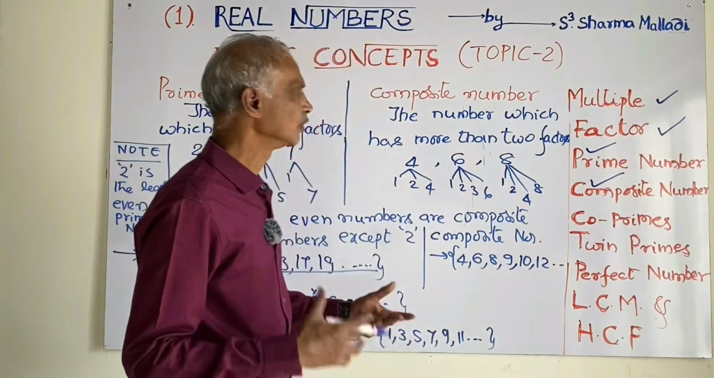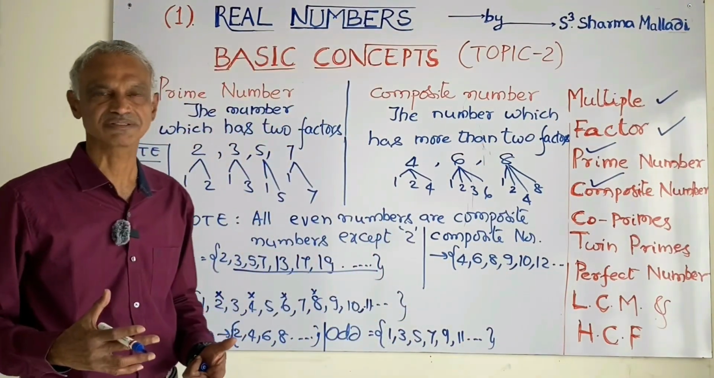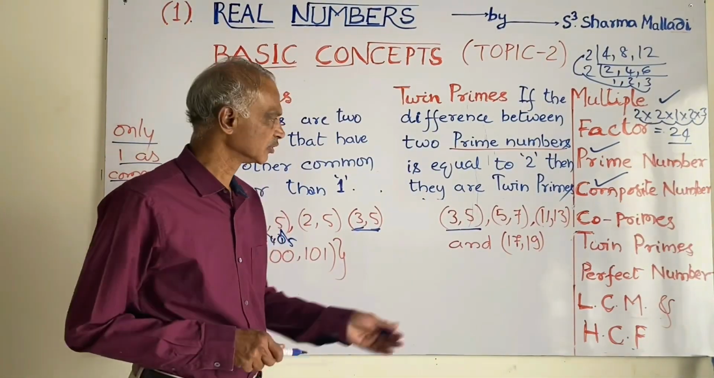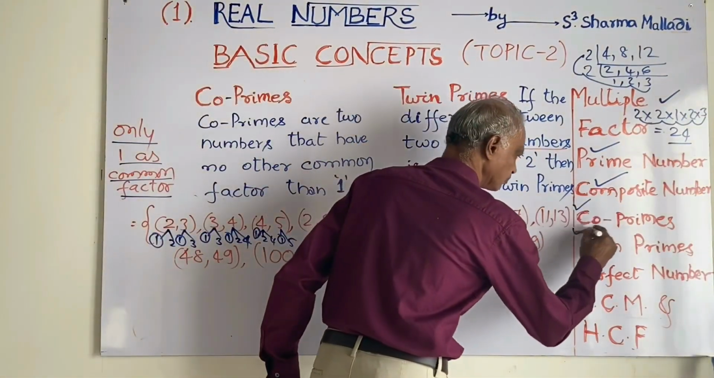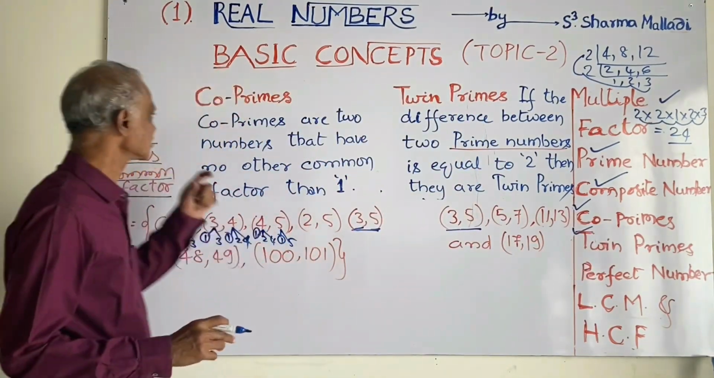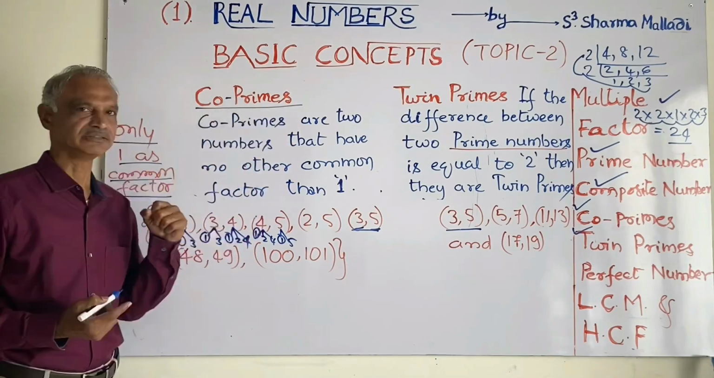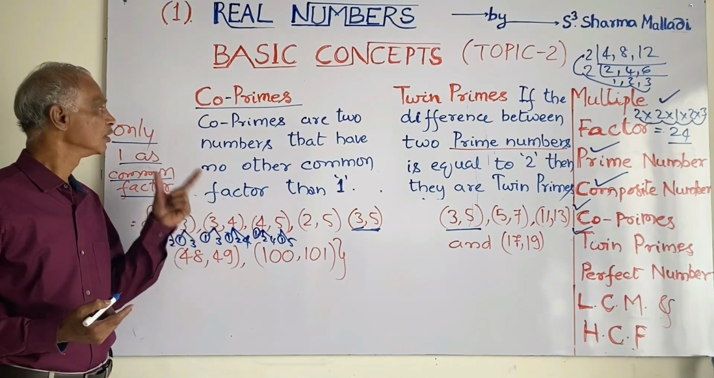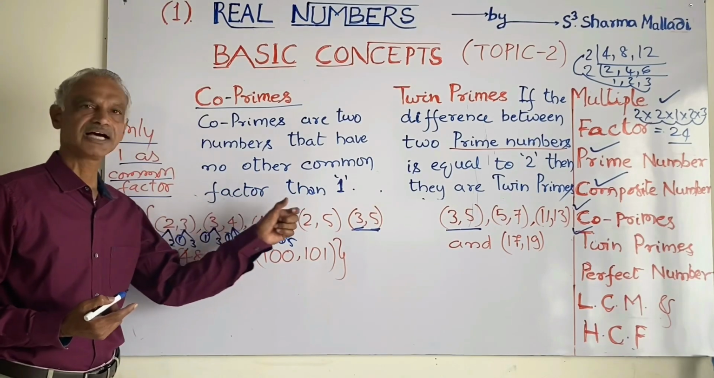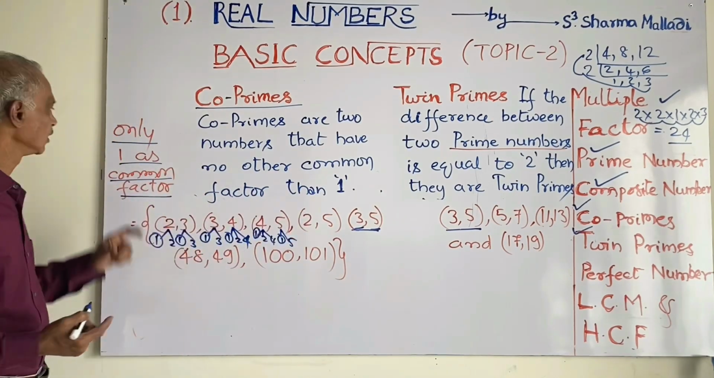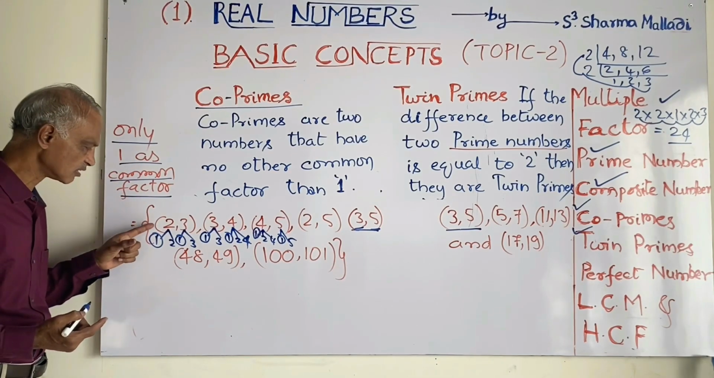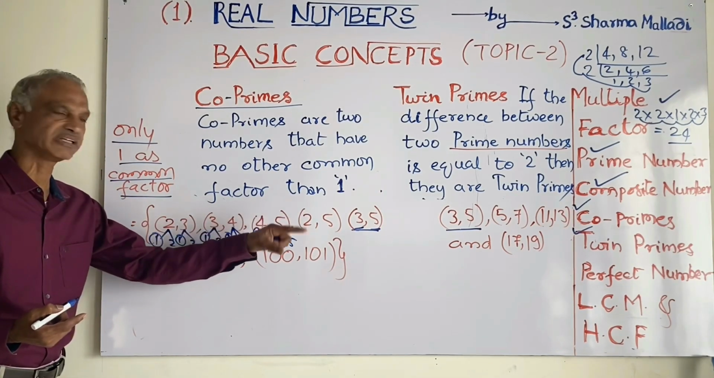Next, we will go to co-primes and twin primes. Now, co-primes and twin primes. You should know the difference between co-primes and twin primes. First, definition. Co-primes. What is the definition of co-primes? Co-primes are 2 numbers that have no other common factor than 1, because they should have only 1 as the common factor. You observe 2, 3, 3, 4, 4, 5, 2, 5 and 3, 5.